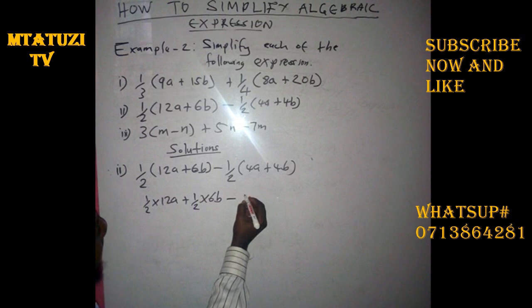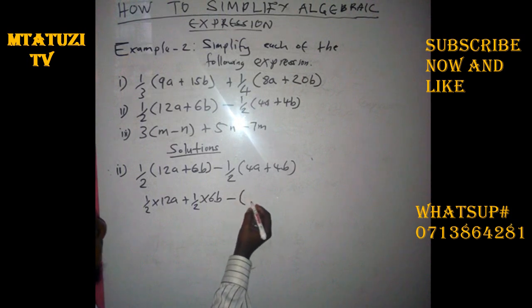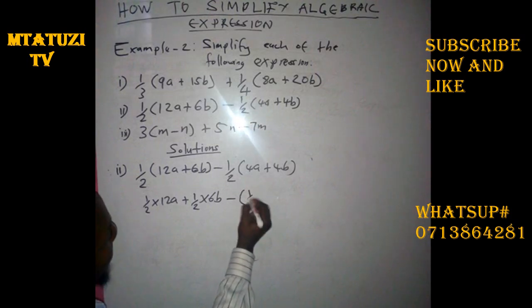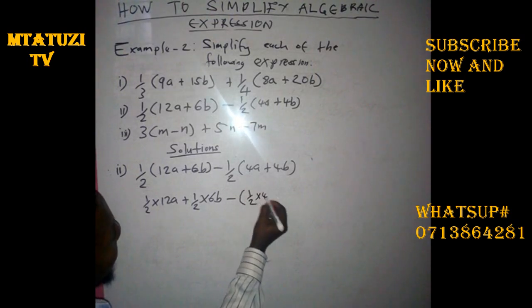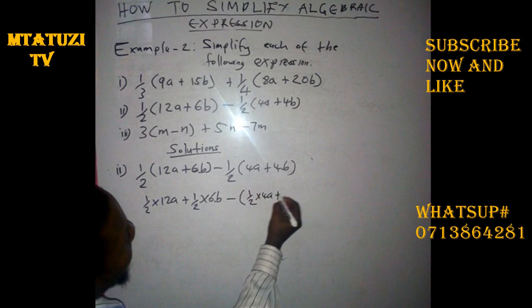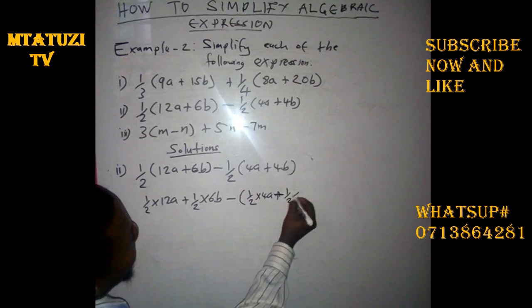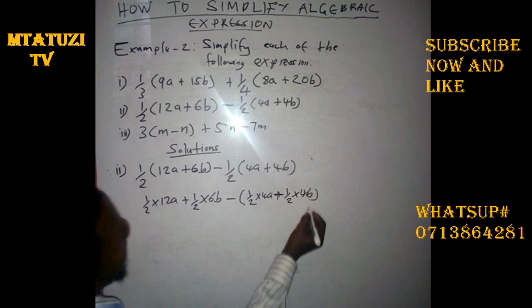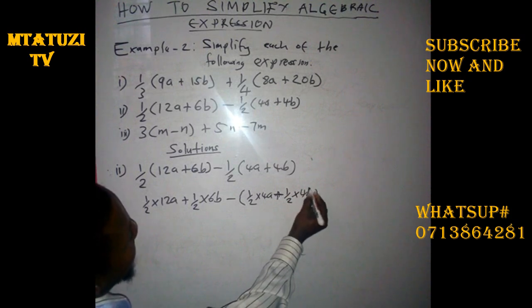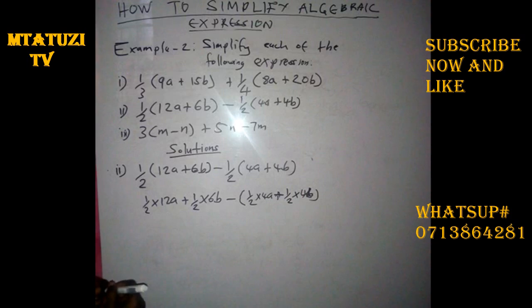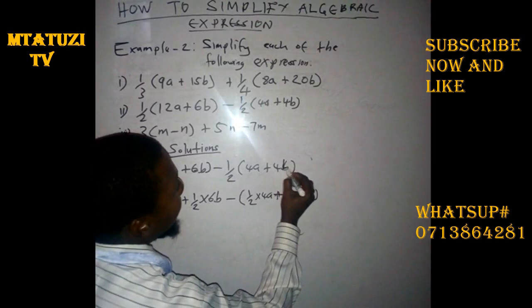So we take 1 over 2 times 12a plus 1 over 2 times 6b, minus, in a bracket. We put a bracket there. I will tell you why we put a bracket. So 1 over 2 times 4a plus 1 over 2 times 4b. This is 4b, not 6b.